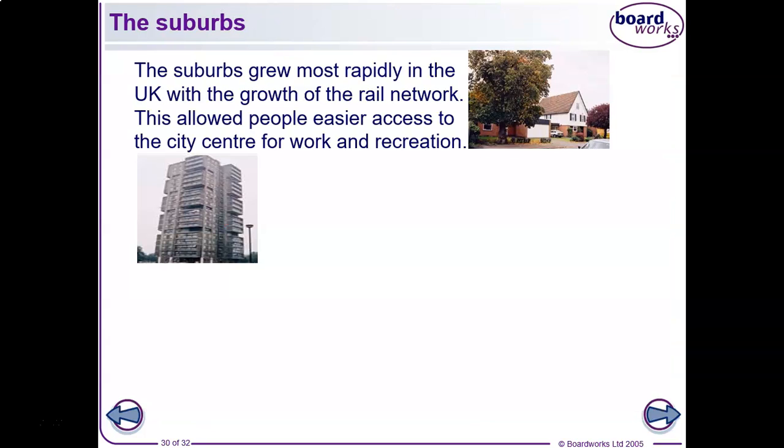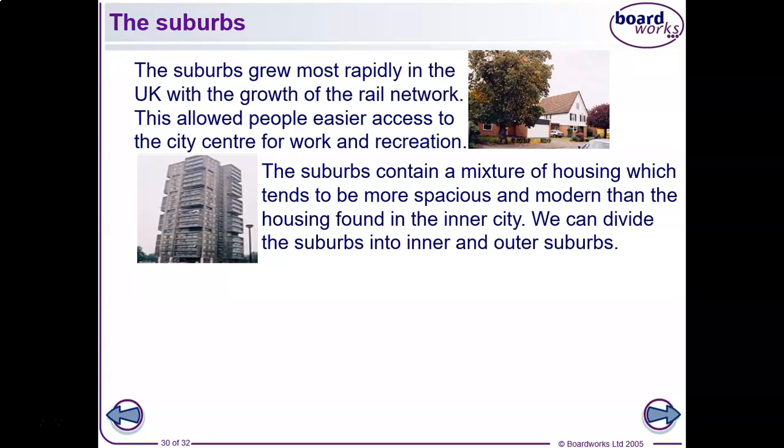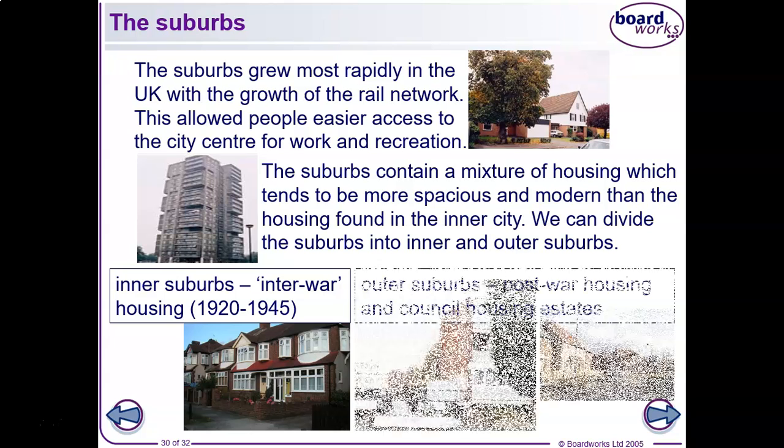Okay, so your suburbs then, nearly there, stick with me. The suburbs grew most rapidly in the UK with the growth of the rail network. This allowed people easier access to the city centre for work and recreation. The suburbs contain a mixture of housing which tends to be more spacious and modern than the housing found in the inner city. We can divide the suburbs into inner and outer suburbs. The inner obviously is poorer, the outer is more wealthy.